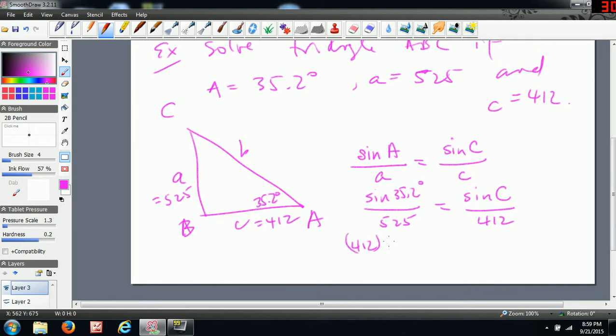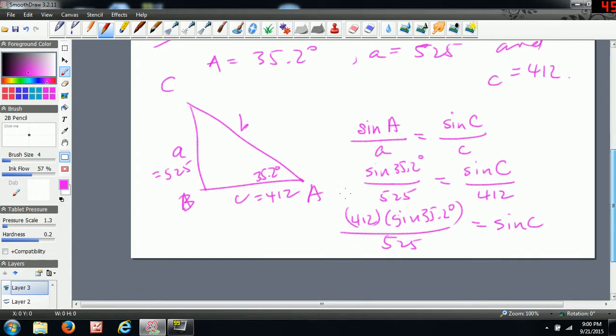So 412 times sine of 35.2 divided by 525 is equal to sine of C. So now you're going to solve this, but to solve for C, you actually have to take the sine inverse of this side. When you divide sine over here, it becomes sine inverse. So whatever this number is in your calculator, you're going to take the sine inverse of that. So you're going to solve the number, and then you're going to do sine inverse of that number. When you actually solve this, you should get something like the following with a few other decimals. So 0.4523 and a few other decimals.